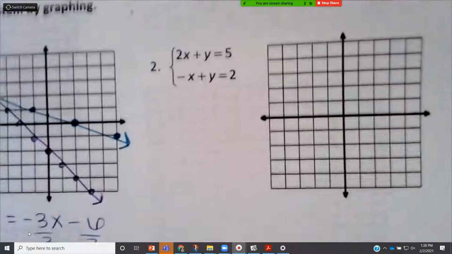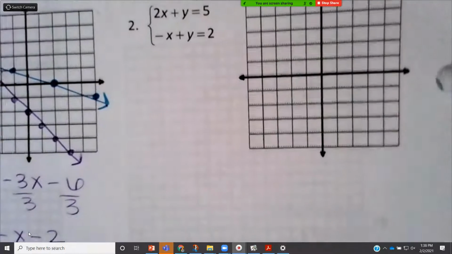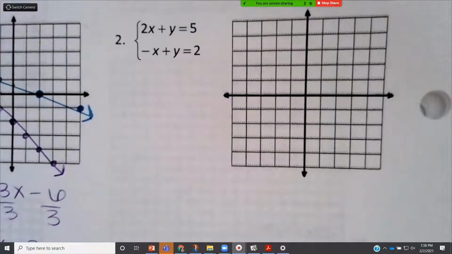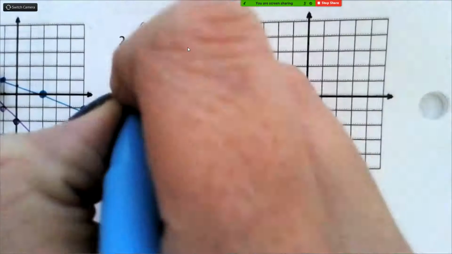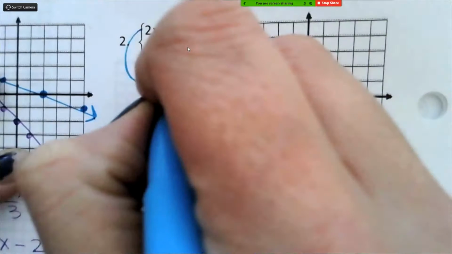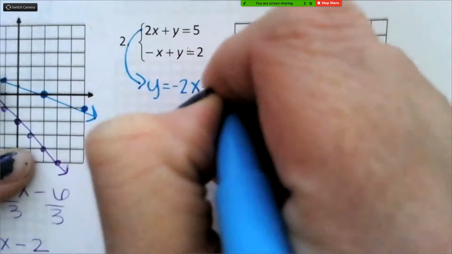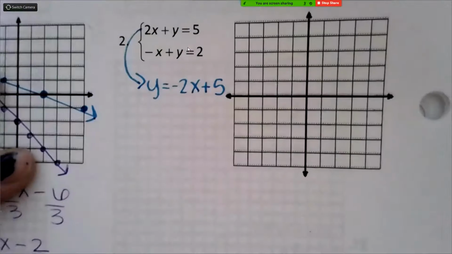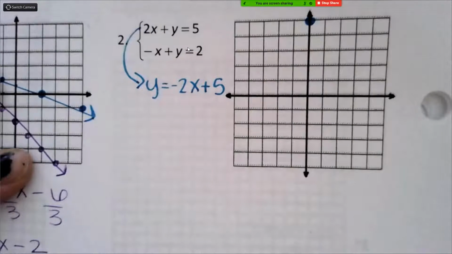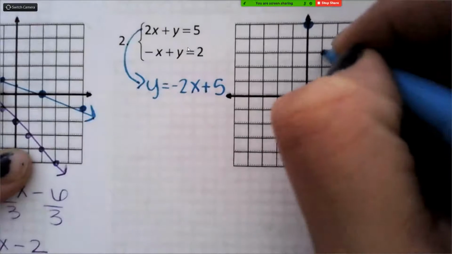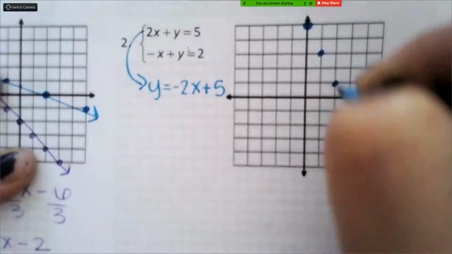Moving over to example 2. Once again, the goal is to graph our equations. So maybe I solve for y again. I get y equals negative 2x plus 5. My y-intercept is a positive 5. I'm going to go down 2 and over 1.